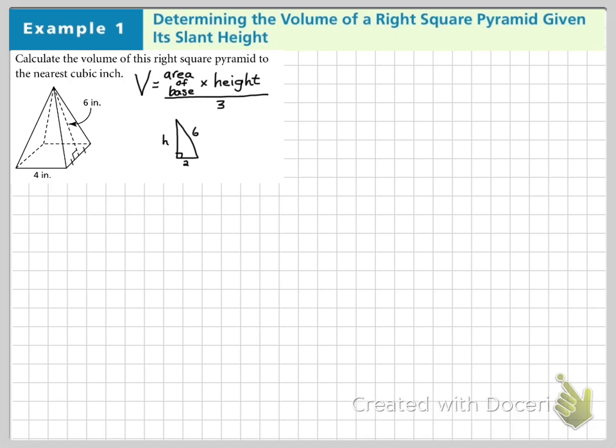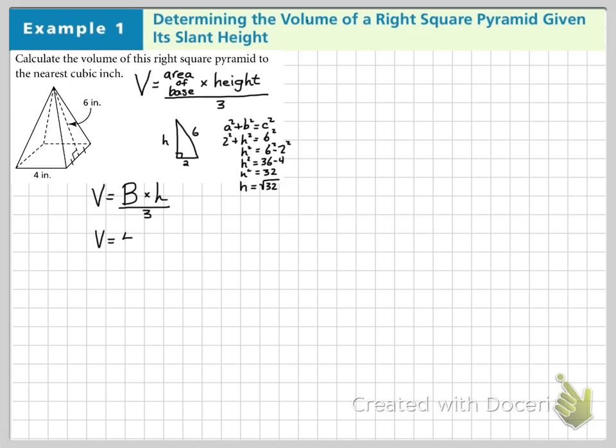So remember, the slant height is 6. Halfway across the base is going to be 2. So we have to figure out, using the Pythagorean theorem, a squared plus b squared is equal to c squared. Now we can say that 2 squared plus h squared is 6 squared. Subtracting 2 squared from both sides, h squared is going to equal 6 squared minus 2 squared, which is 36 minus 4, which is 32, so h will be root 32. Let's just leave it in that form.